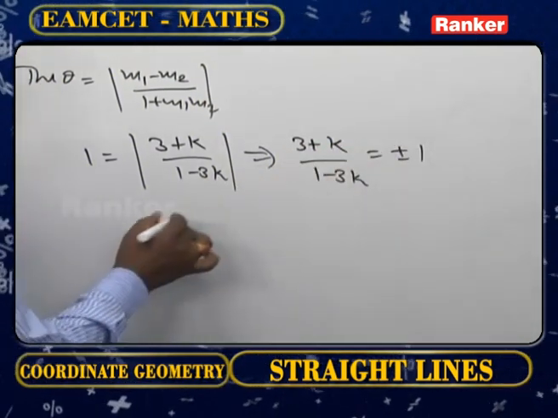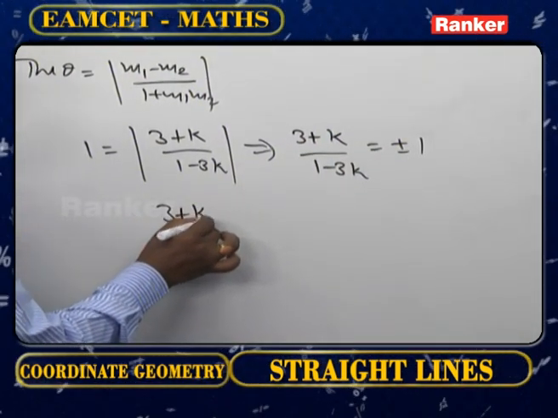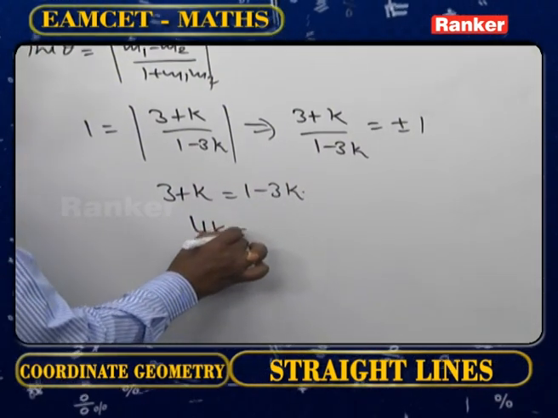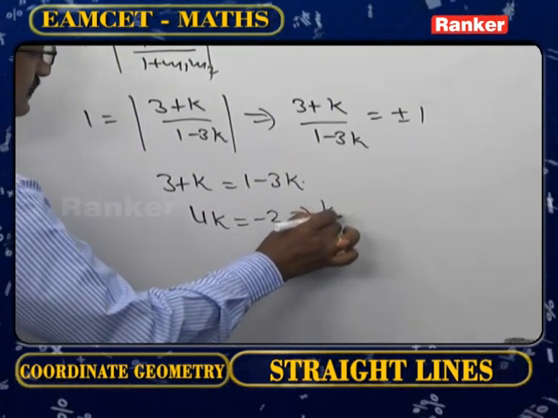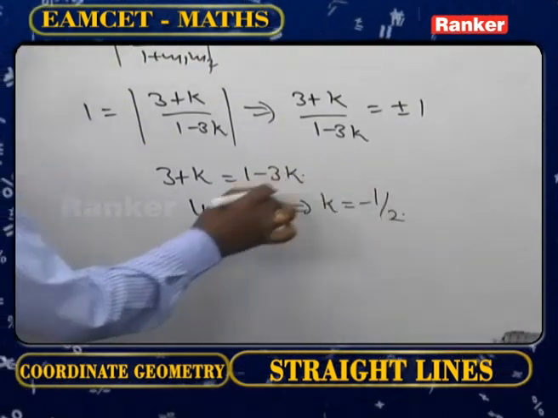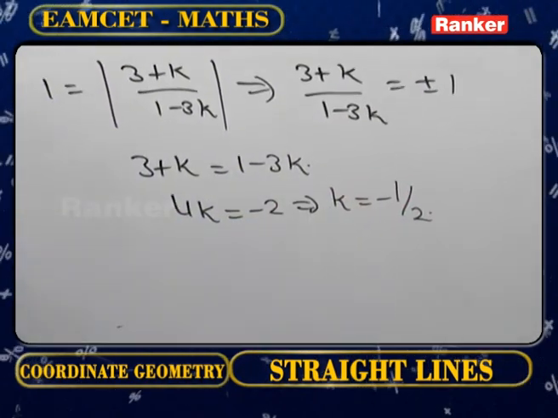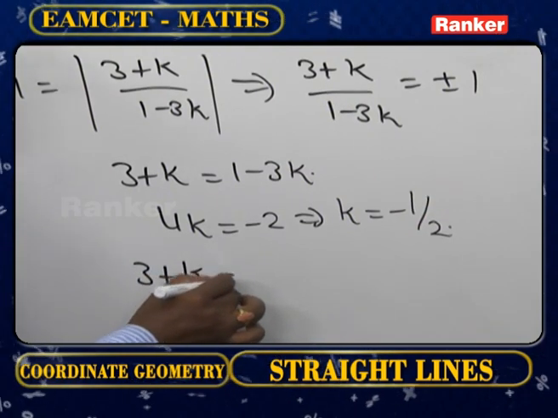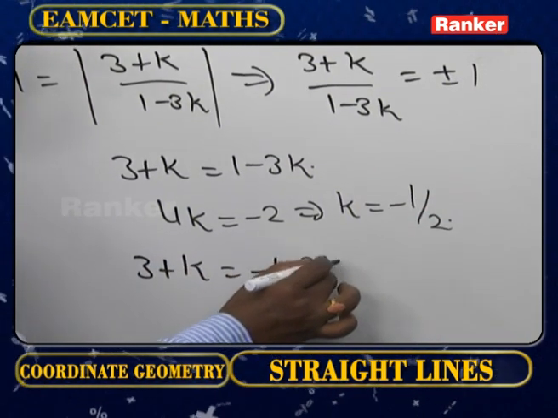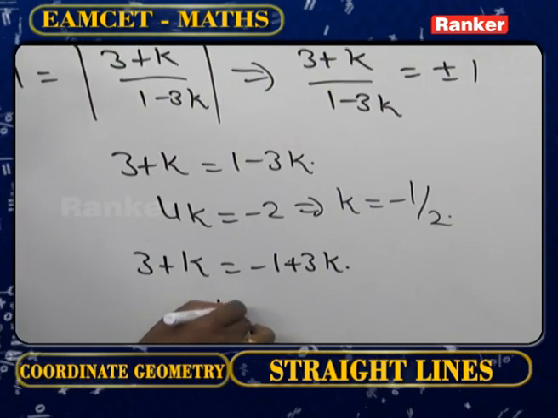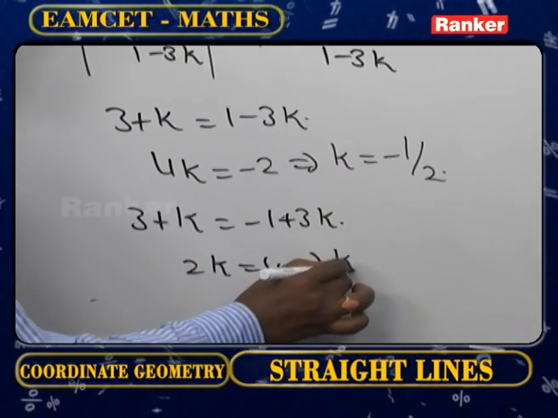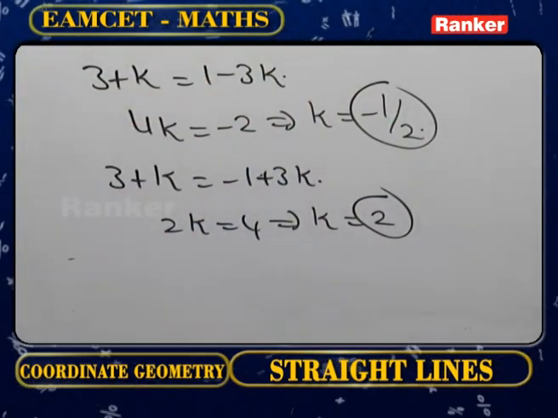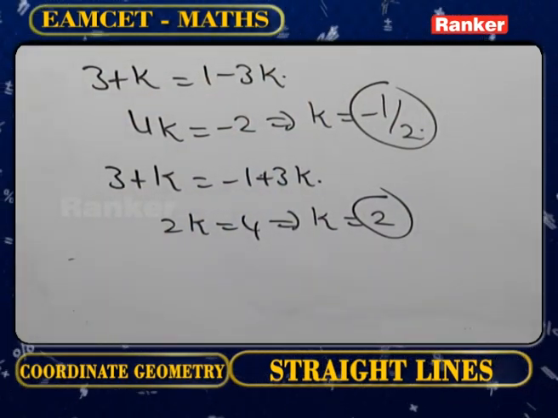If taking the plus sign, we get 3 + k = 1 - 3k, so 4k = -2, which implies k = -1/2. Now one of the values of k is -1/2. Similarly, taking the minus sign, we get 3 + k = -1 + 3k. Now 2k = 4, which implies k = 2. Now the values of k are -1/2 or 2.